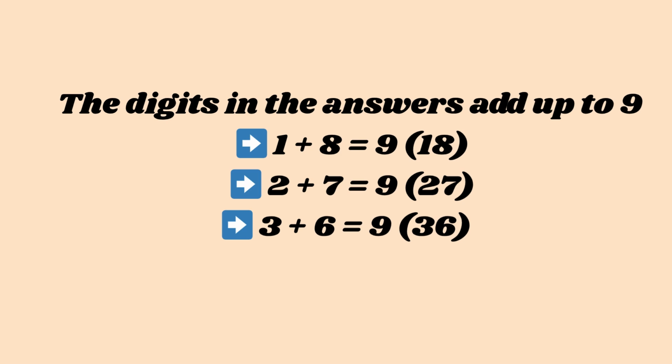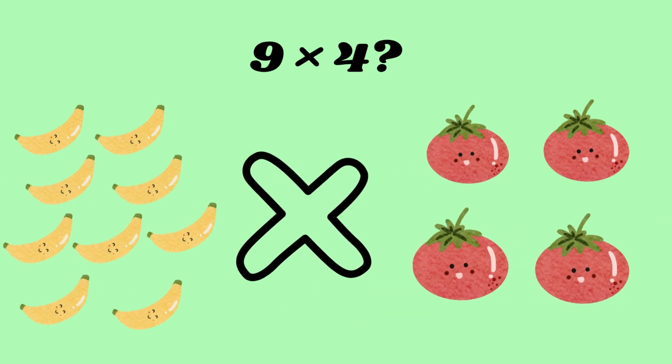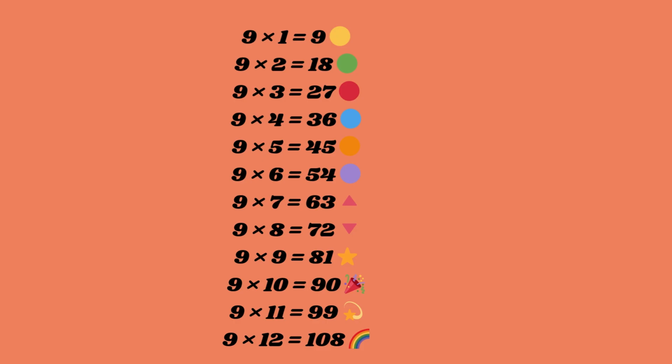Can you say the answers before they pop up? What's 9 times 4? That's right, 36. What's 9 times 9? 81! You're doing great. You did it.